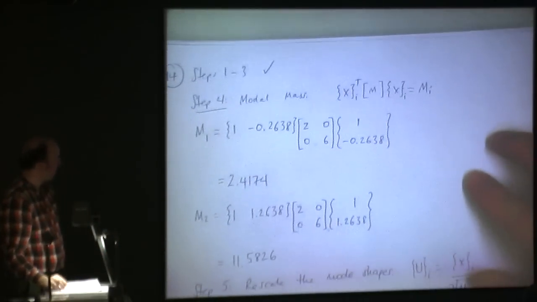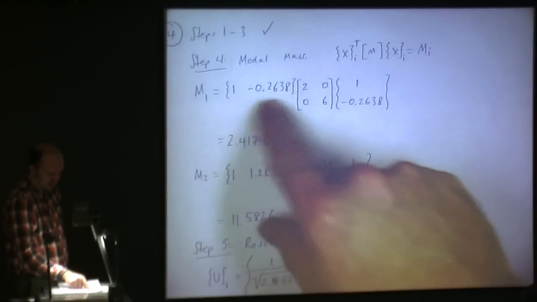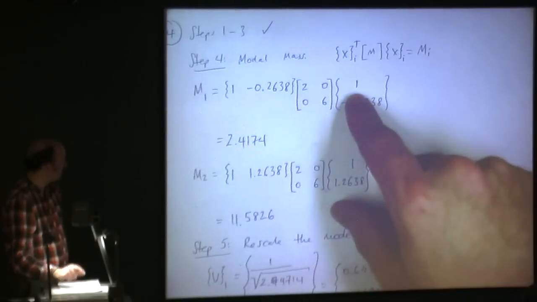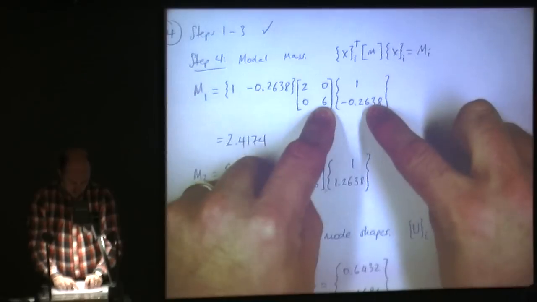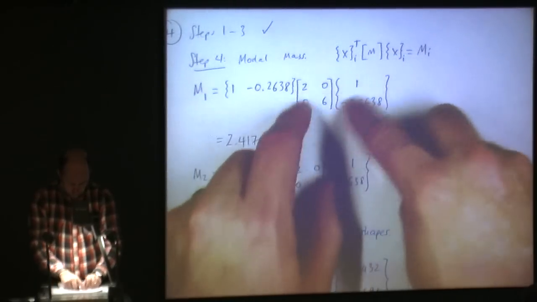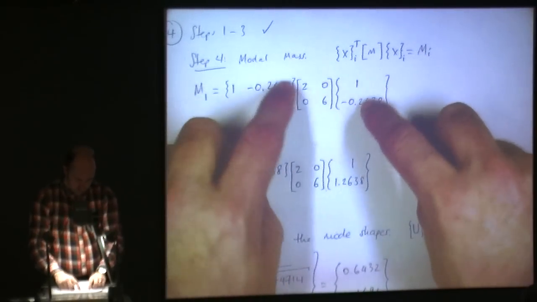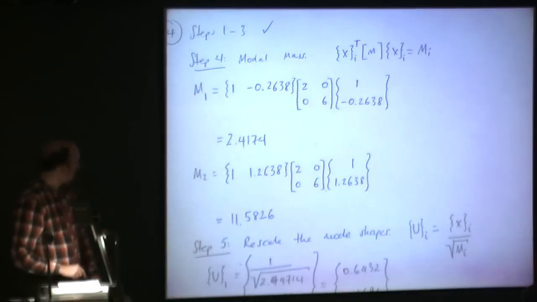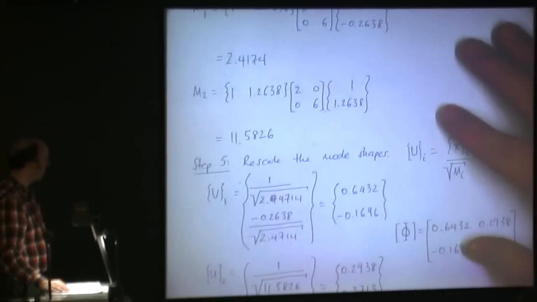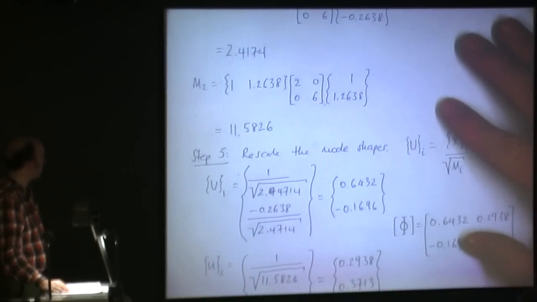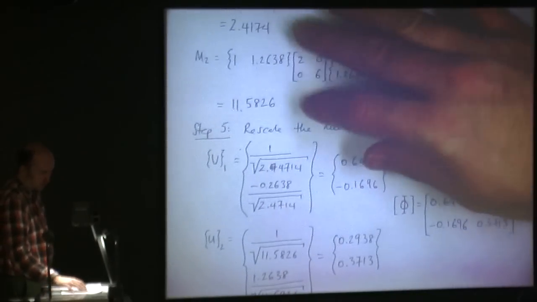In step four, we have to find the modal mass. This is the equation in your equation sheet, and you go through the process. So M1 is our first mode shape transposed, times the mass matrix, times the mode shape. We do 2 times 1, minus, for the first term in this vector, and then we do 6 times this term, and then 1 times that one. Add them together, you get that. And again, the same process for mass 2. It's worth revising matrix multiplication if you're unsure how to go about doing that. So you get those two values for M1 and M2.